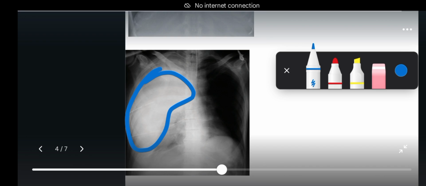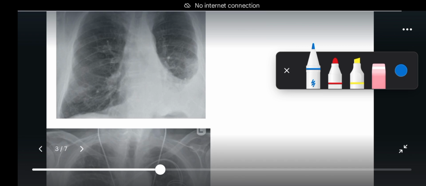Then the meniscus sign. We cannot appreciate the meniscus sign here because the hemidiaphragm is not visible. This hemidiaphragm is visible, but here we cannot really know where it is. It is obscured. Then the meniscus sign: you see that this edge is tracking up. This one is tracking up, so it will now become concave upward.